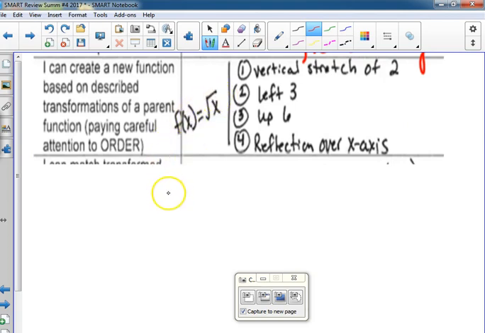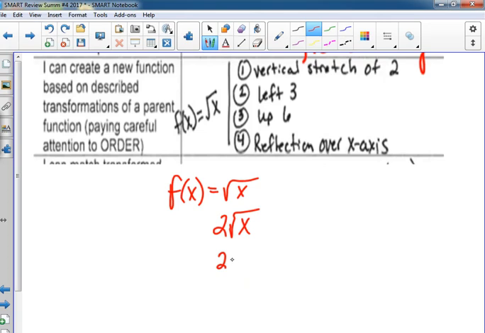It's starting with this parent function. How would you give it a vertical stretch of 2? Okay, so it would become 2 square root of x. How would you shift it left 3? How would you shift that up 6?